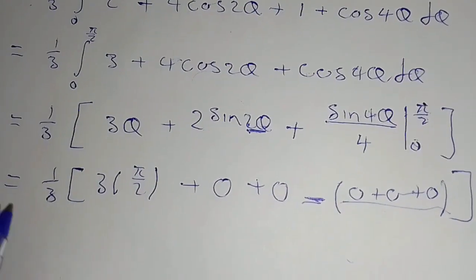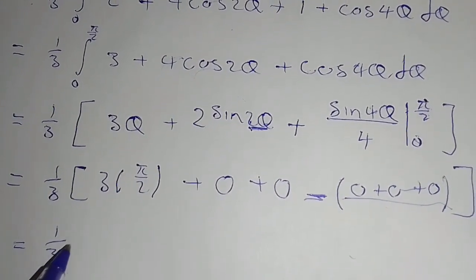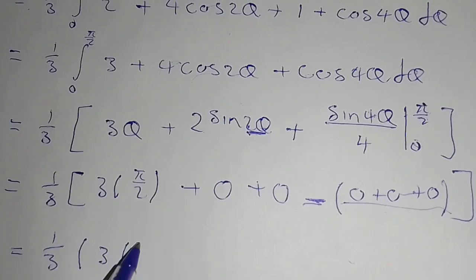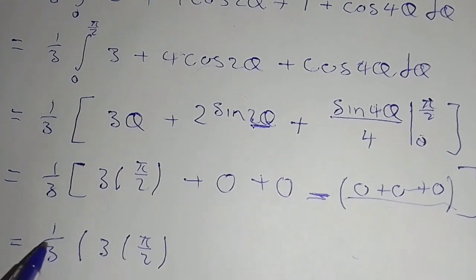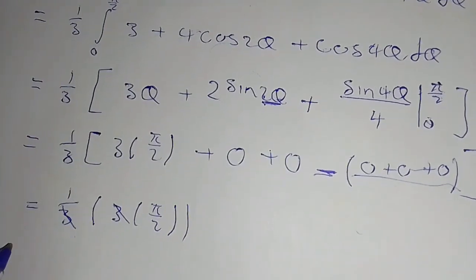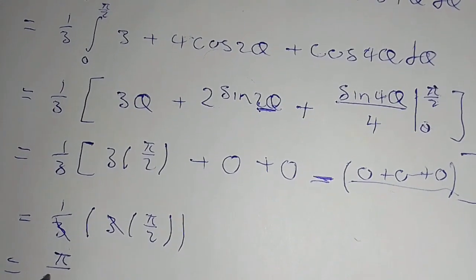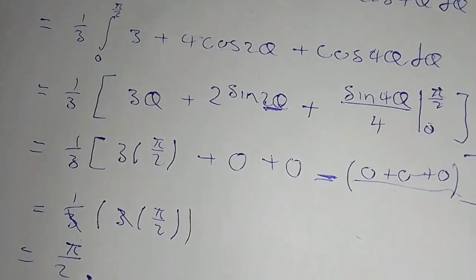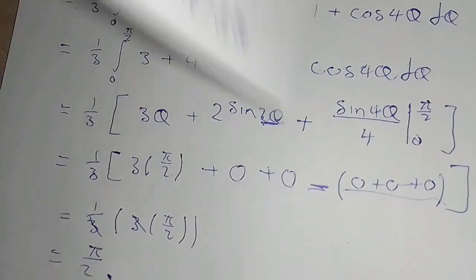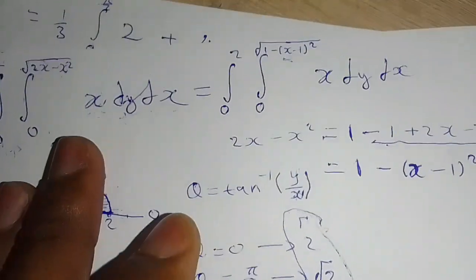So the only thing that matters now is that you have 1/3, and then you end up with 3 by pi over 2. And this 3 can cancel that 3. Then you basically just have pi over 2 as the solution to that problem. So that's when you use polar coordinates on this problem.